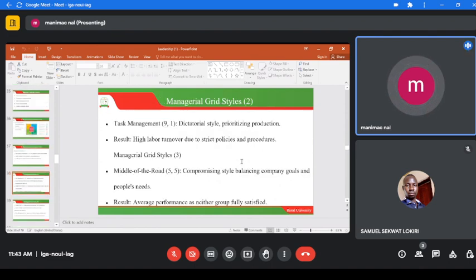Furthermore, in the same kind of style, we look at the task management, that is 9 to 1, where we look at the dictatorial style, that is prioritizing production, looking at the result has to be higher, with higher labor turnover due to the strict policies, due to the procedures which you give them to do the job, which some of them may not feel like they want to follow, or they want to use them.